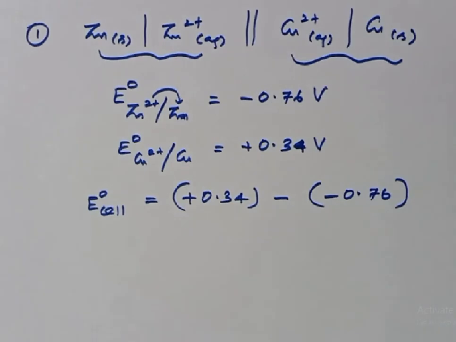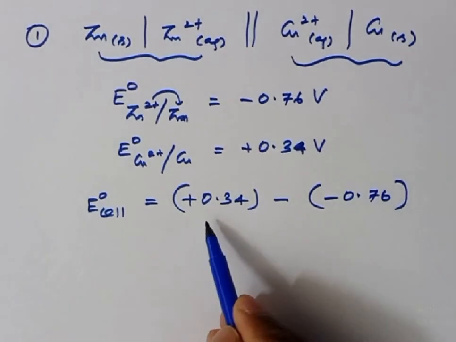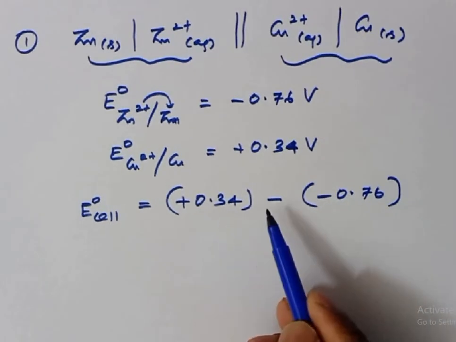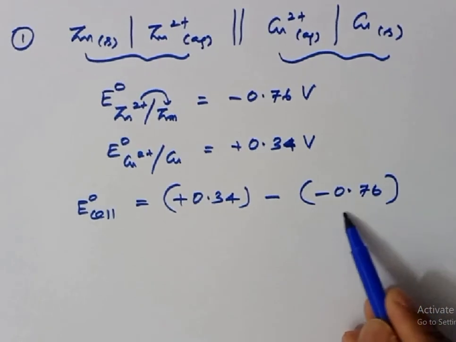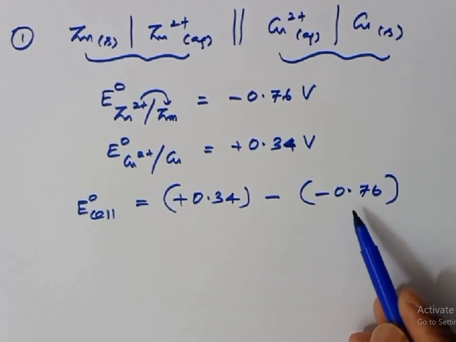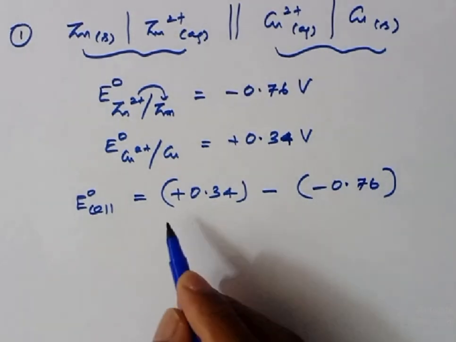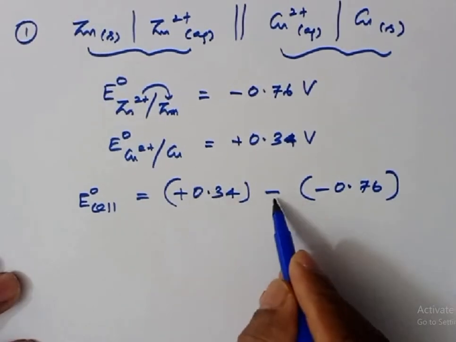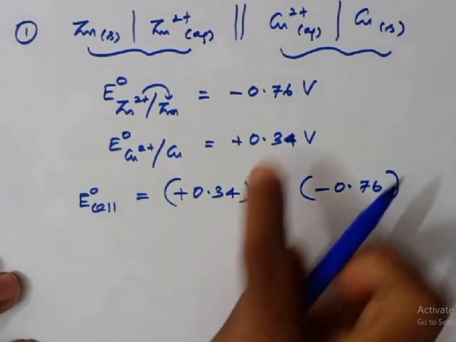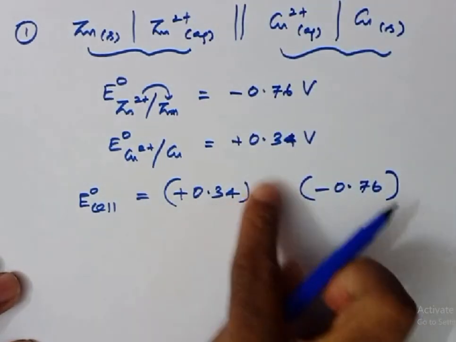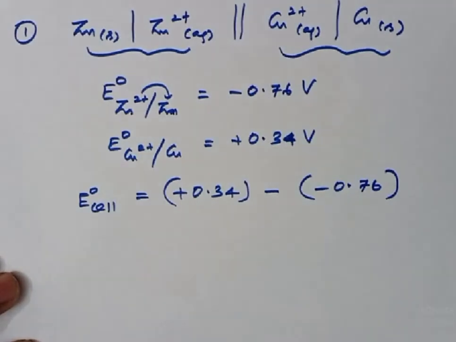Students, observe carefully. This is the reduction potential for copper. Then this is the reduction potential for zinc. Zinc becomes zinc 2 plus, right? For that reaction this is the reduction potential. Now what is the cell potential? This minus this value. Right hand side value minus left hand side reduction potential values.